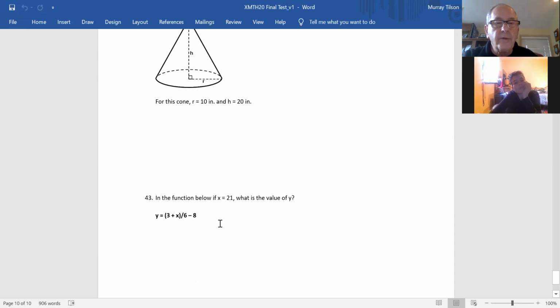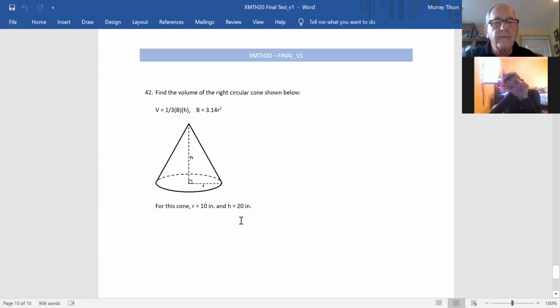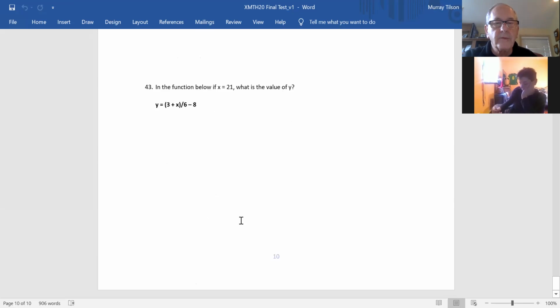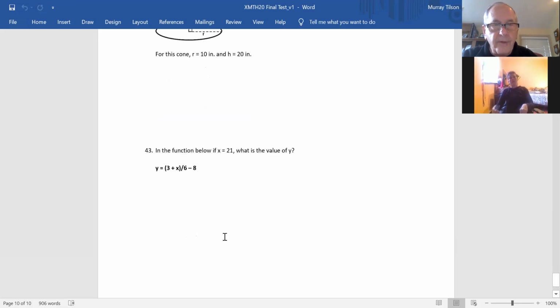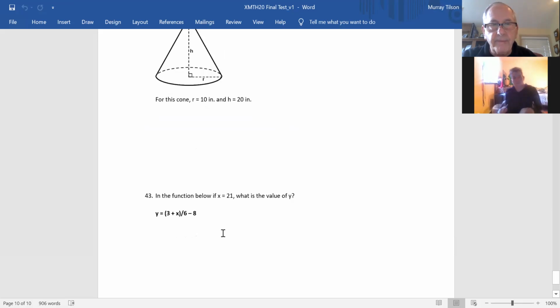43. In the function below, oh, we're back on this stuff. This is actually the last one I had. This is just solving for one variable when you know the other variable, and that was putting in 21 for x and solving for it. And don't forget to use order of operations to do it, or you won't get the right answer. You could get the wrong answer.